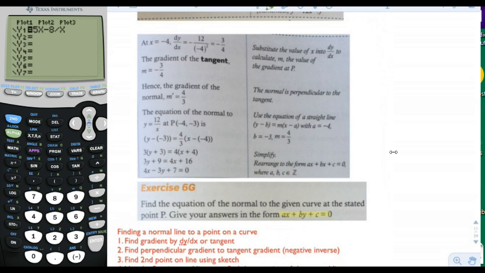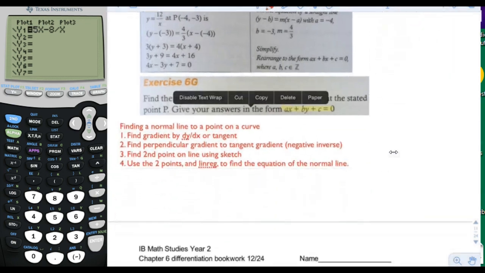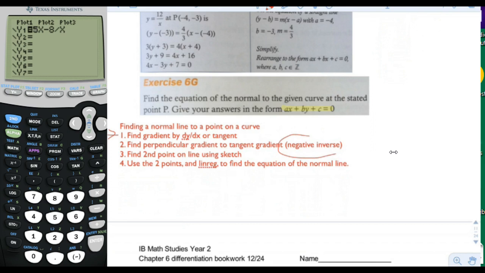And do you remember how to find perpendiculars of a line? If you have, say, a gradient of 2, to find the perpendicular to that, you would just take the negative inverse. So negative 1/2 would be the perpendicular. Okay? So first thing we're going to do is find the gradient. We can find the gradient by using the dy dx function or the tangent function, whichever you prefer. After you find the gradient, you find the negative inverse of the gradient, and that is going to be the gradient of your normal line.